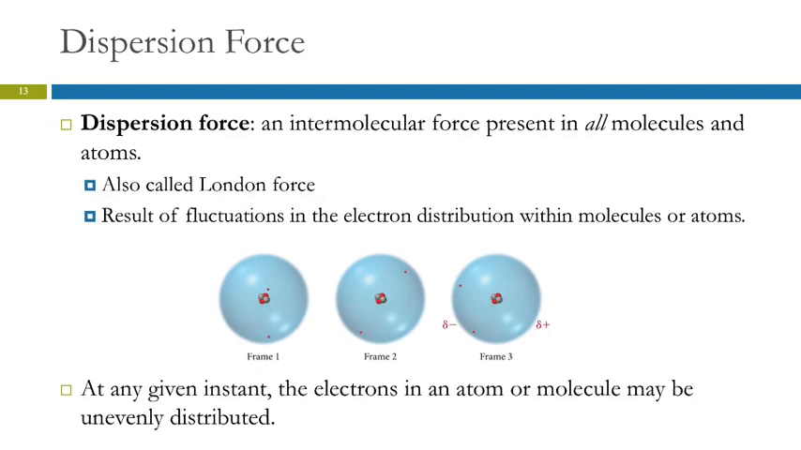So let's look at how this could happen in an atom, because does an atom have a charge? No, atoms don't have charges. Ions do, but atoms don't. So if you have two atoms, they don't have charges. How can they be attracted to each other, right? Well, let's look at this.